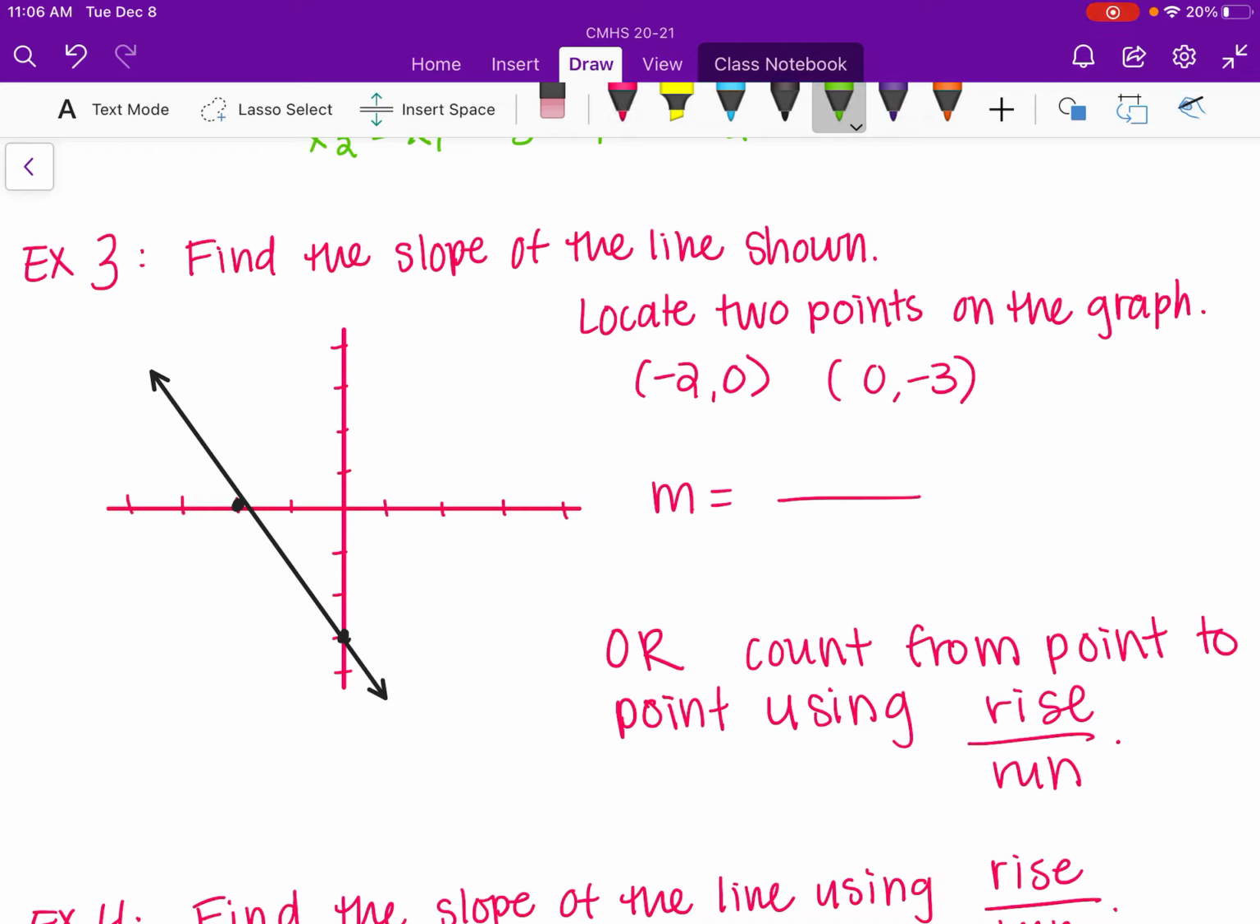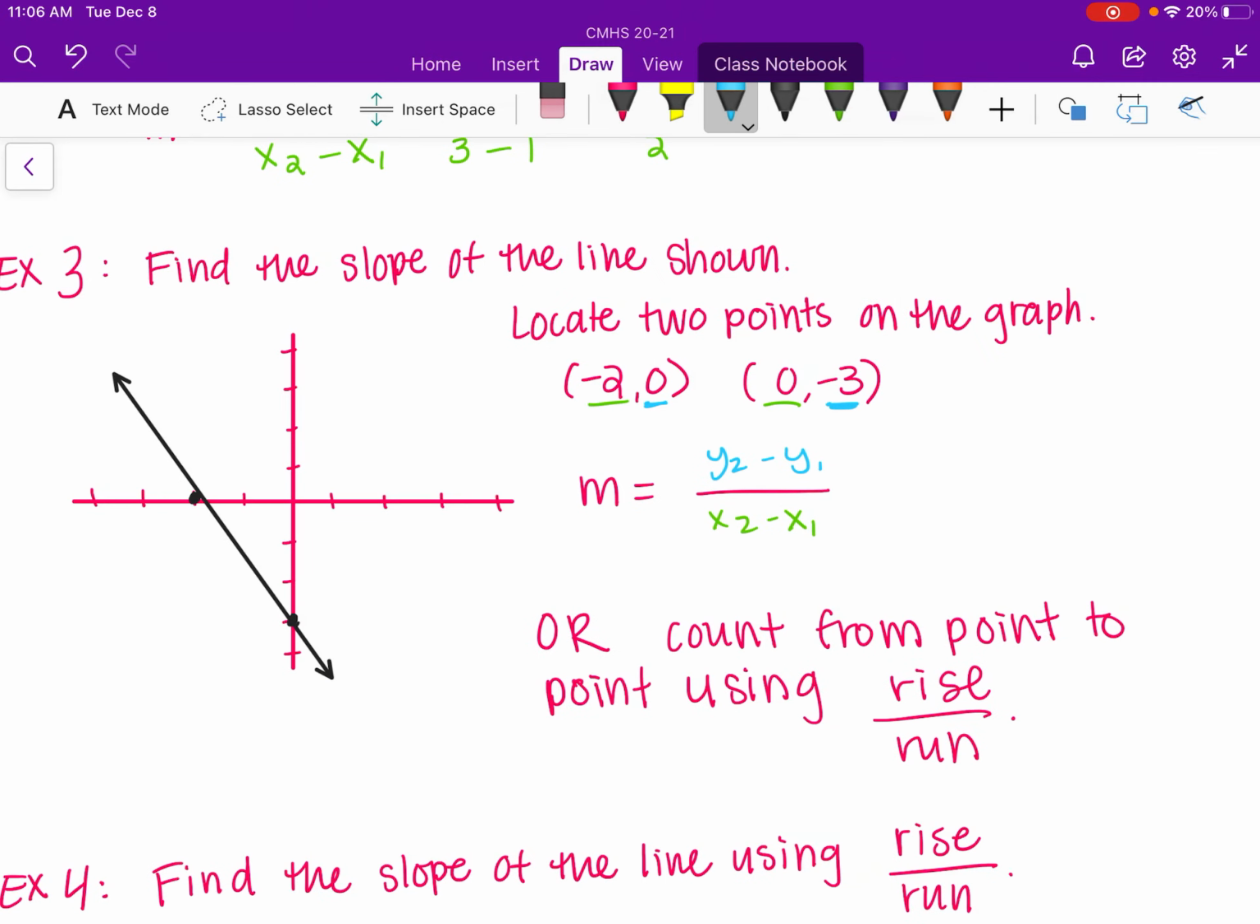Then we can use our formula like we have been doing. So blue is the y's, y2 minus y1, and green is the x's, x2 minus x1. And we just plug it in. So let's see if we can do it. The top would be the second y, which is -3, minus the first y, which is 0. And on the bottom, the second x is 0 minus the first one, which is -2.